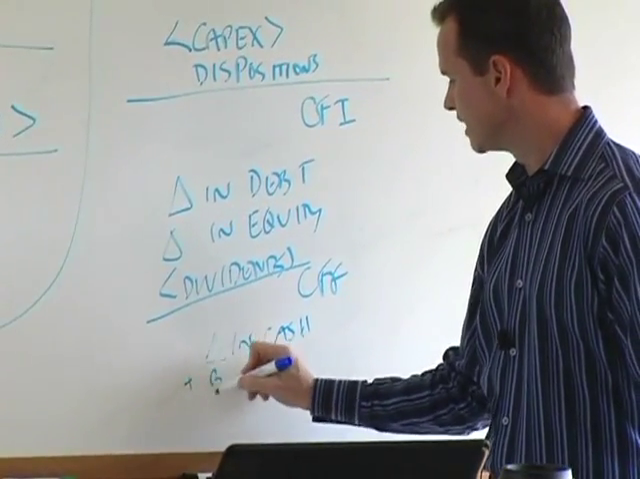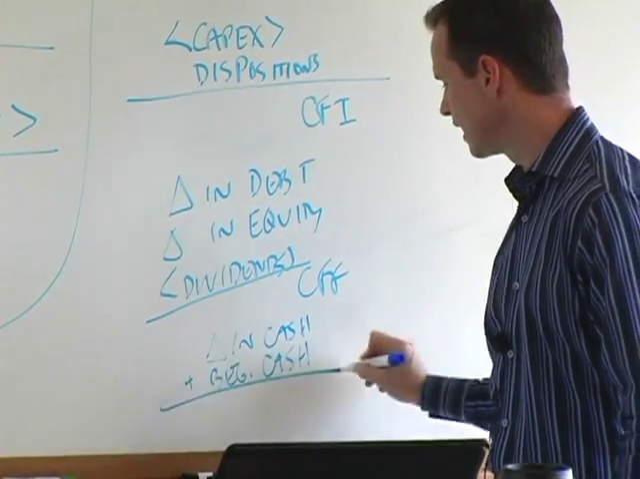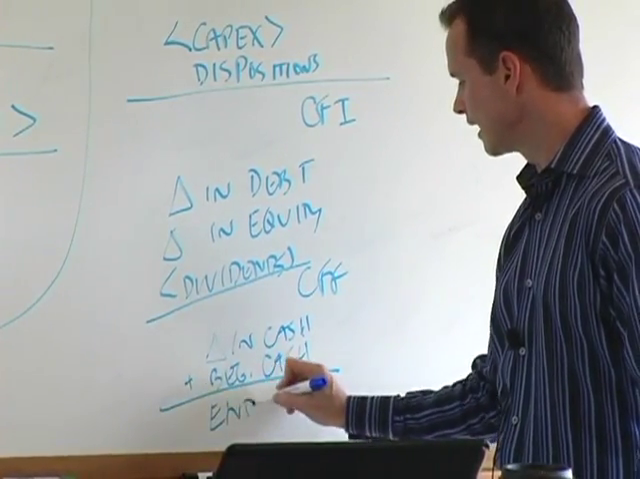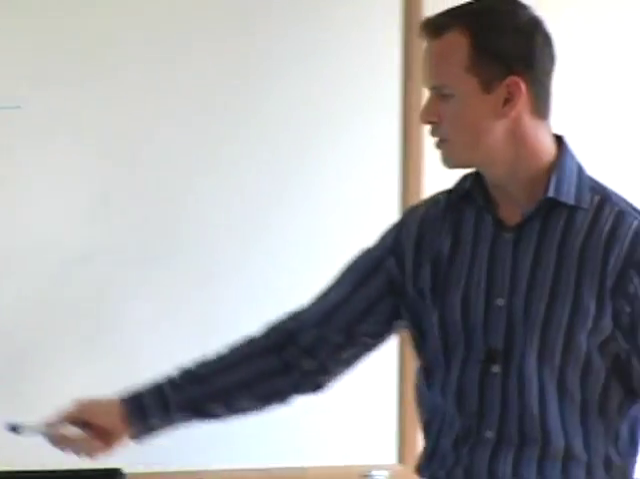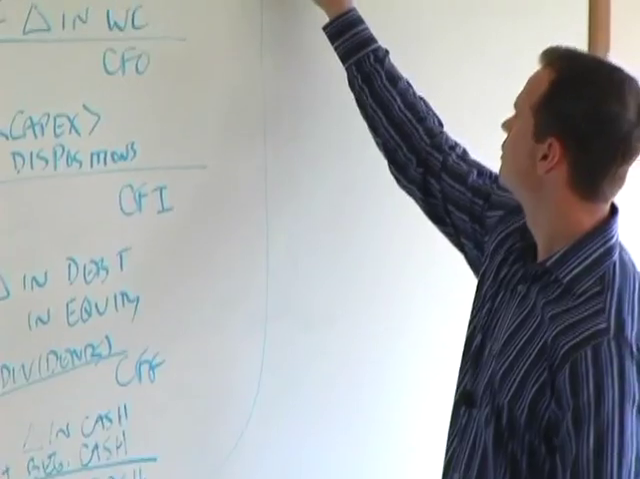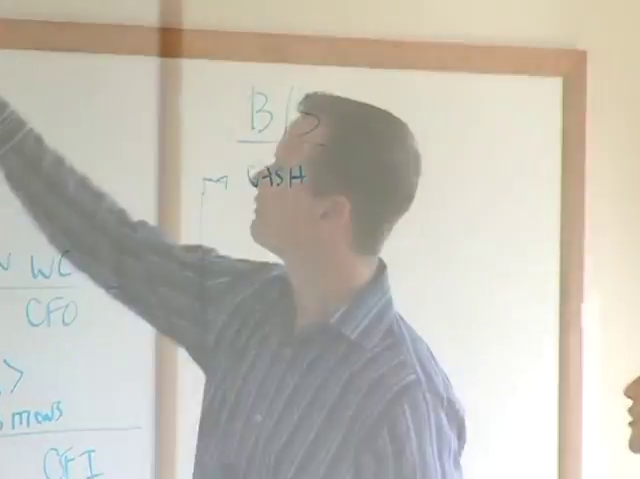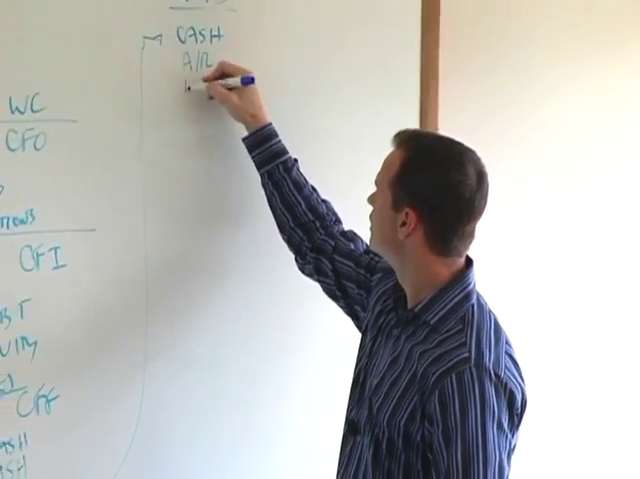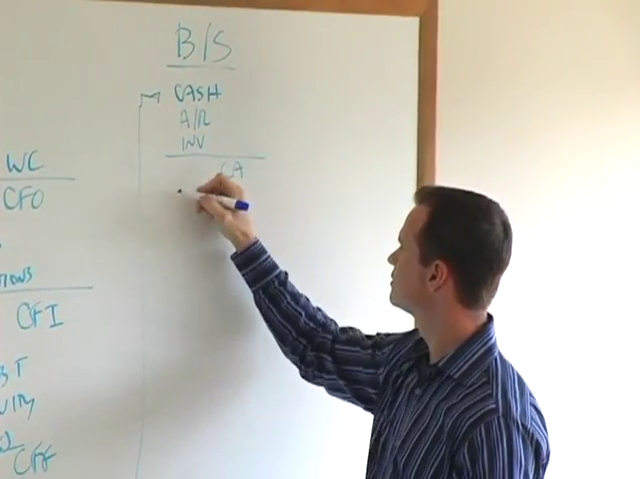If we add that to beginning cash, we get our ending cash. Okay, well, where do we see ending cash? That goes right back to the balance sheet, right? It's the first line item on our balance sheet. It's cash, got AR, inventory, etc. Those are our current assets.